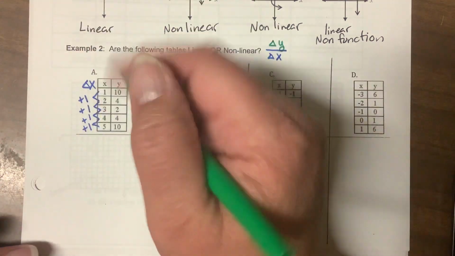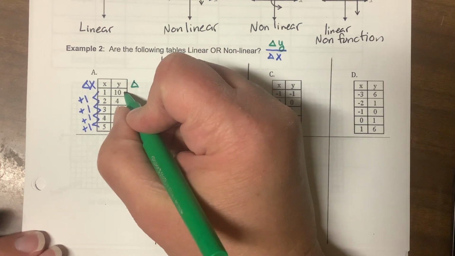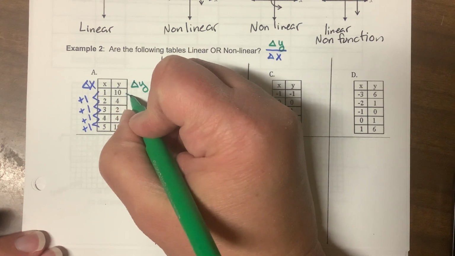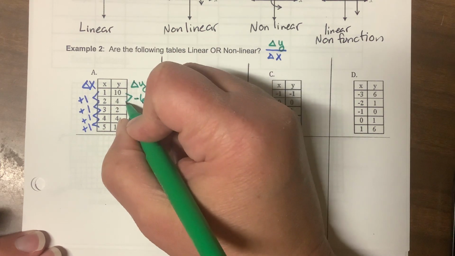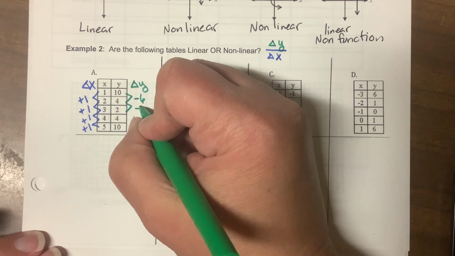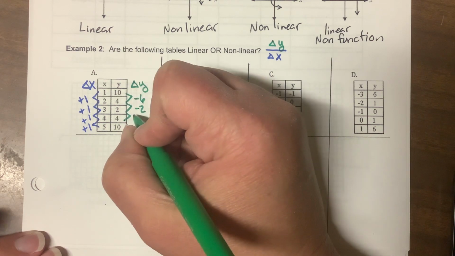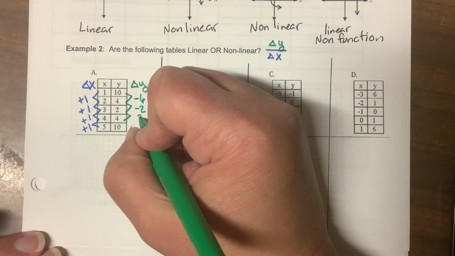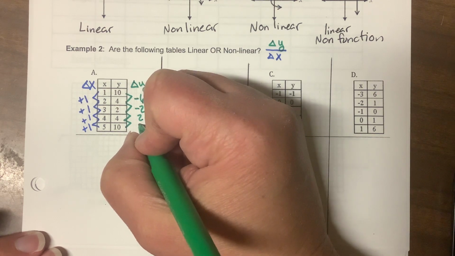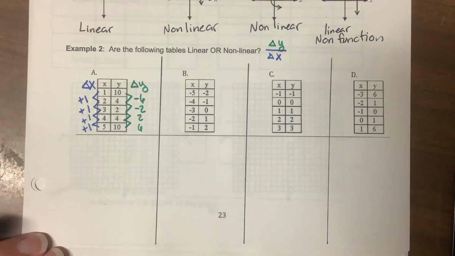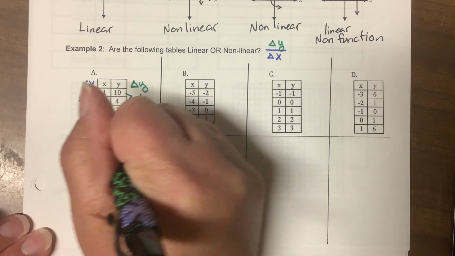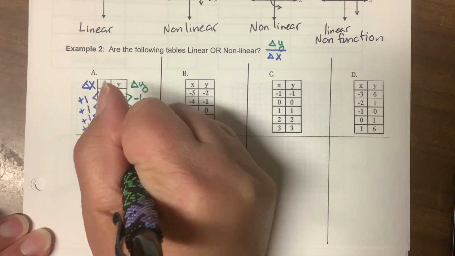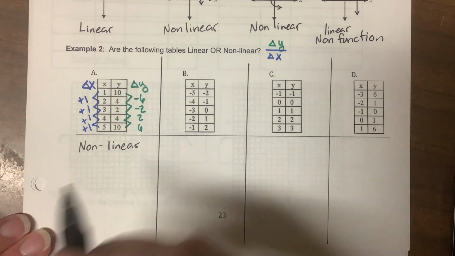But now I've got to look at the y values, and let's see what the difference there is. Well, the difference between 10 and 4 is negative 6. And the difference between 4 and 2 is negative 2. And the difference between 2 and 4 is positive 2. And the difference here is positive 6. And that's not a constant rate of change. That's a constantly changing rate of change. So this is nonlinear. It does not have a constant rate of change.